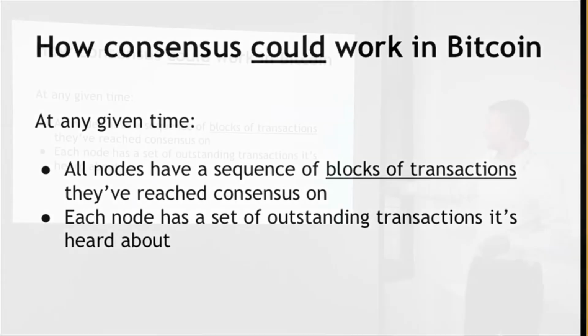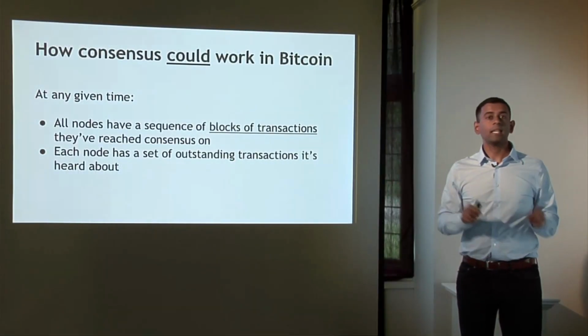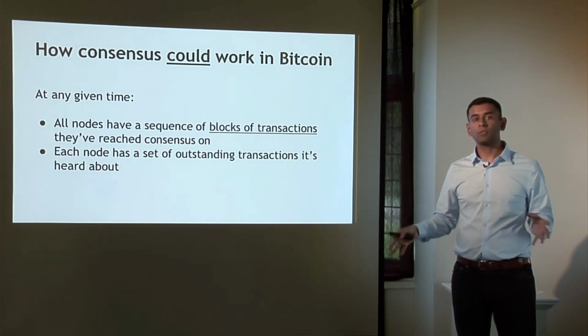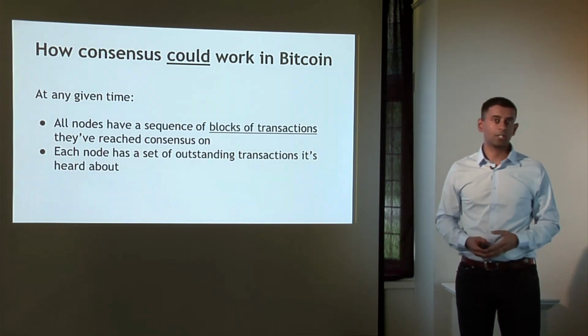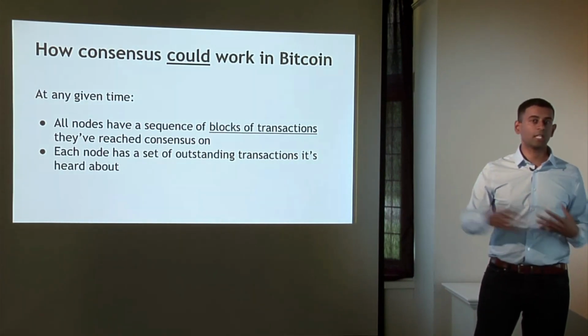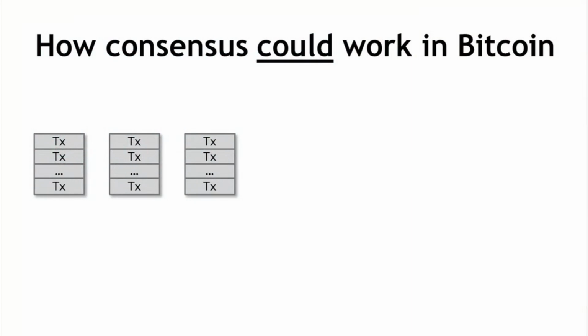Recall that for these transactions, consensus has not yet happened, and so almost by definition, each node might have a slightly different version of the outstanding transactions that it's heard about. The peer-to-peer network is not perfect, so some node may have heard about a transaction, but not other nodes. So given that we have the setup, what could happen is that you have the sequence of blocks that everybody has agreed upon. A block is just a series of transactions.